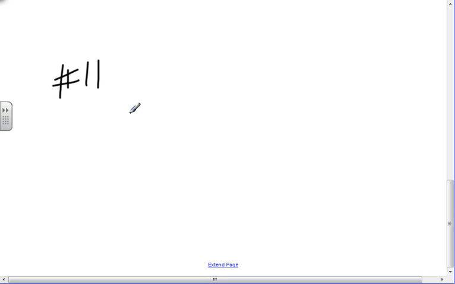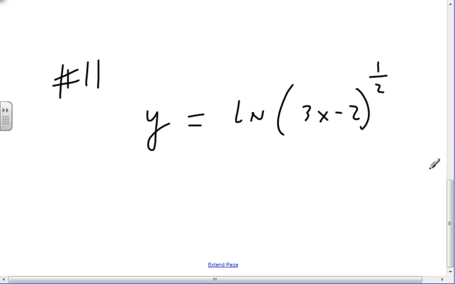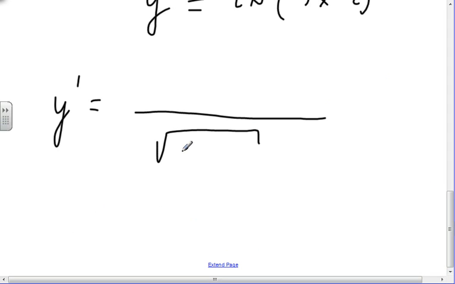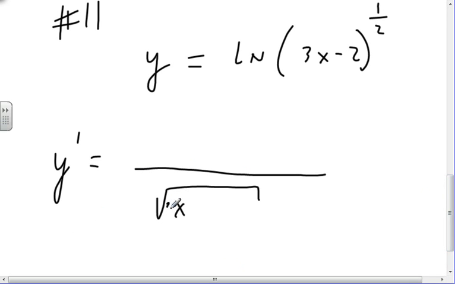Number 11. y is equal to the natural log of (3x minus 2) to the 1/2. I would never write it down originally with a square root in it, although my final answer will have a square root in it. y prime equals... Okay, so on the bottom, I'm going to have the square root of 3x minus 2.